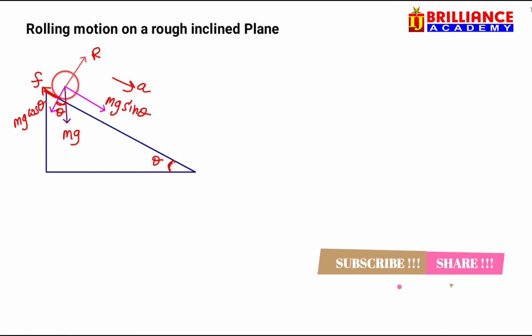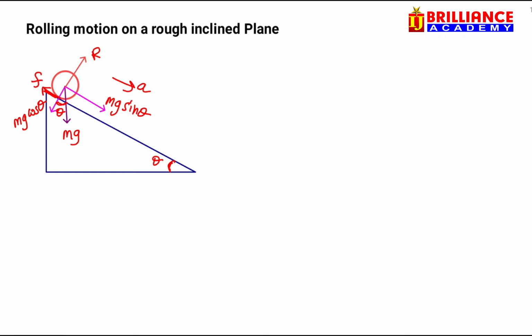See students, one more thing you have to understand for this rolling motion. The body which is rolling down possesses two types of motions. One is translatory motion, which you all know. The other one is rotational motion. And if you consider the kinetic energy also, we have to write both the kinetic energies: rotational kinetic energy and translatory kinetic energy as well.